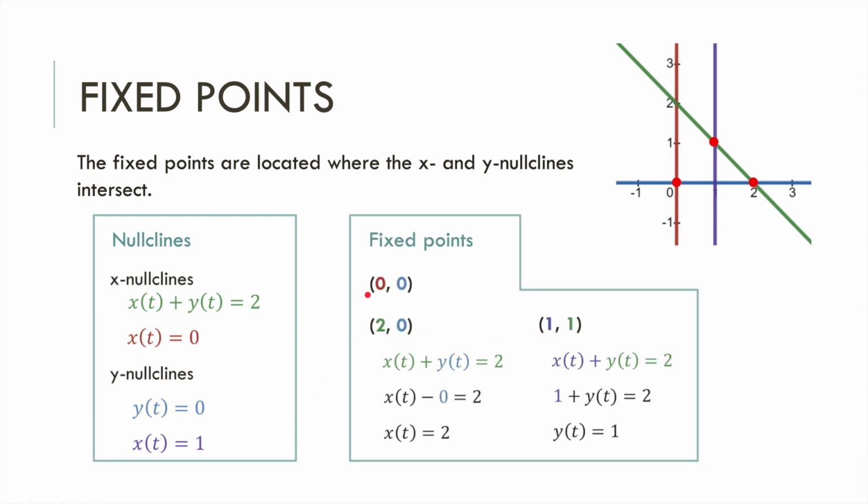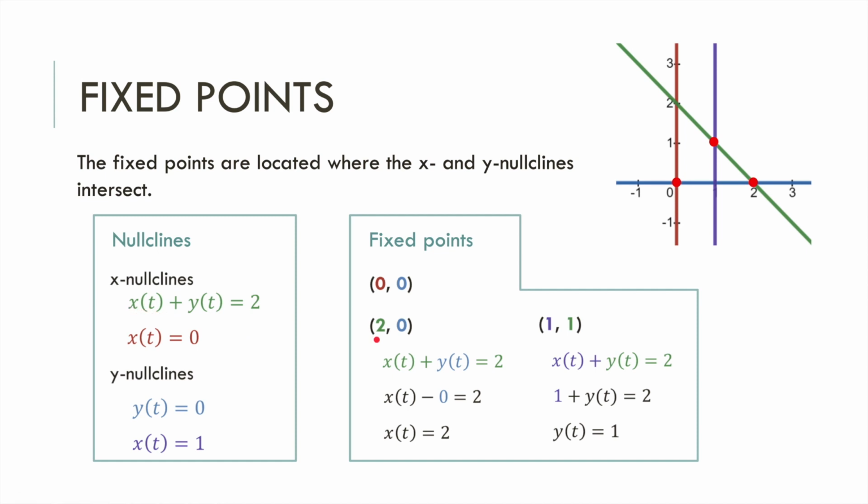One of these fixed points we can take directly from our nullclines. This 0 we'll get from x of t equals 0. This 0 we get from y of t equals 0. So now we've calculated this intersection. For the rest of the fixed points, we must do some calculations. What we do is we plug the nullclines that aren't equations, so y of t equals 0, or x of t equals 1, or x of t equals 0, into the nullcline which is an equation.